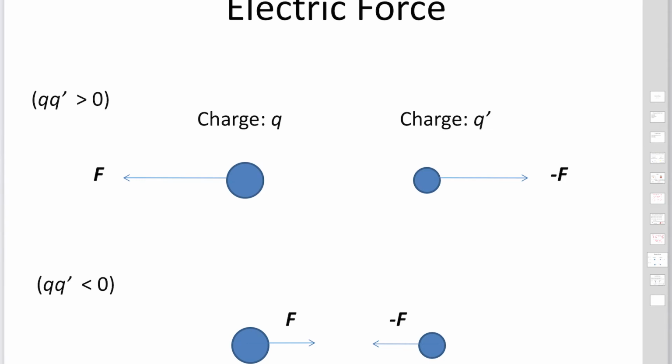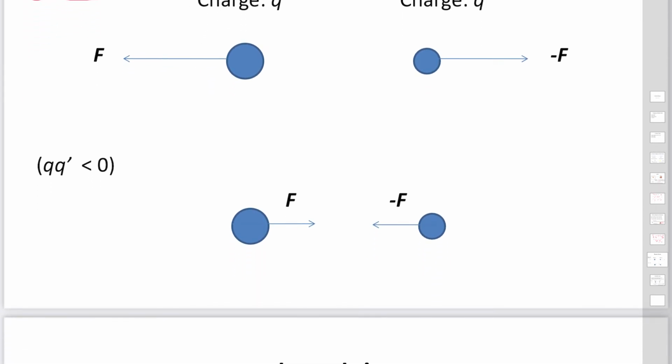So if we consider similar charges, positive charge and positive charge, where Q is positive and Q prime is positive, or Q is a negative charge and Q prime is a negative charge, in the case the product of the two charges is positive, then a repulsive force is acting between the two charges. In the case where one charge is positive and the other is negative, then the product becomes negative. In this case, an attractive force is acting between the two charges.